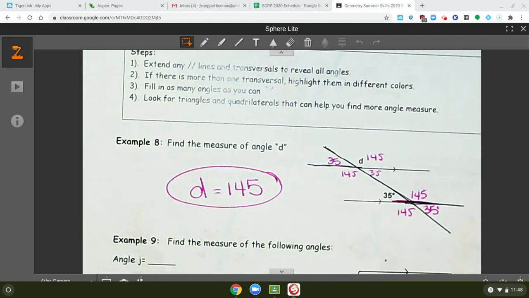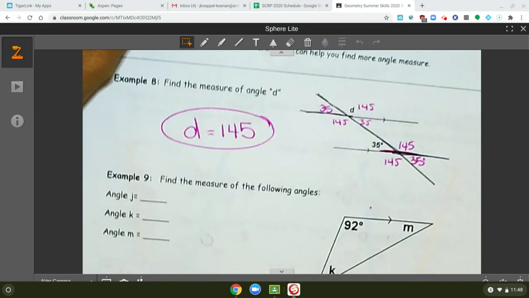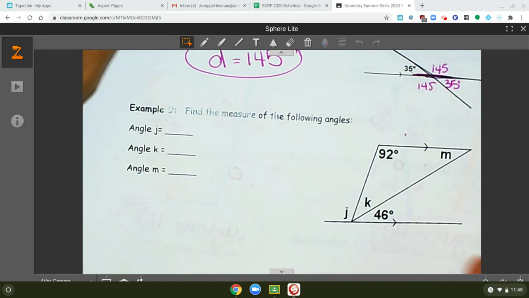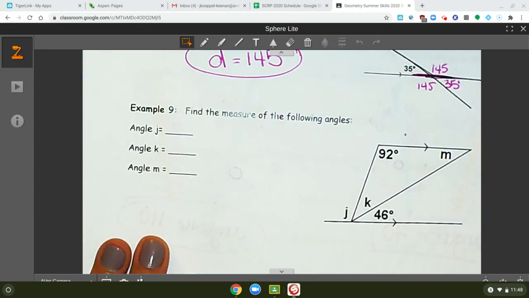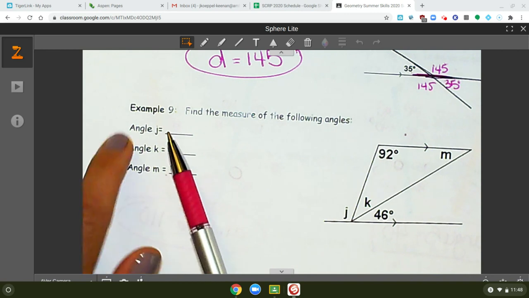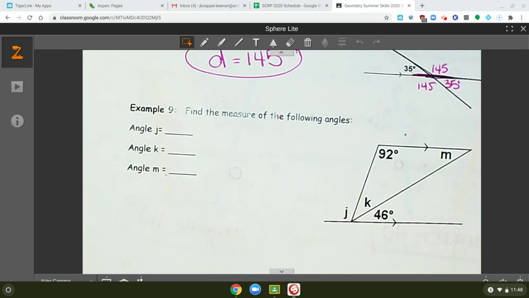All right, up next, number 9. Find the following angle measures. Now, I'm going to give you a really big helpful hint. When you have a question that asks you for multiple angles, usually it's easiest to do them in the order they give them to you. It's kind of a helpful hint when they give you them in order.